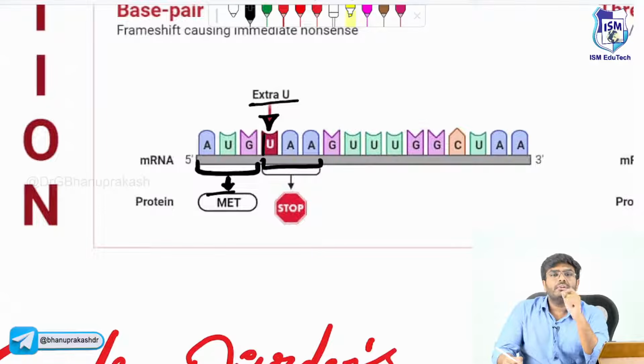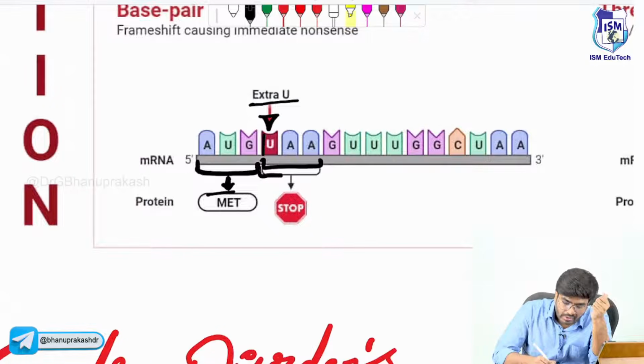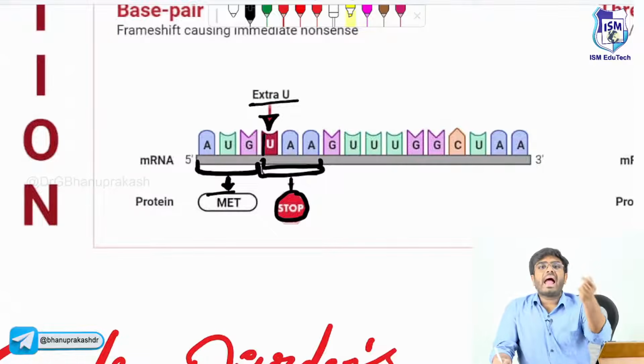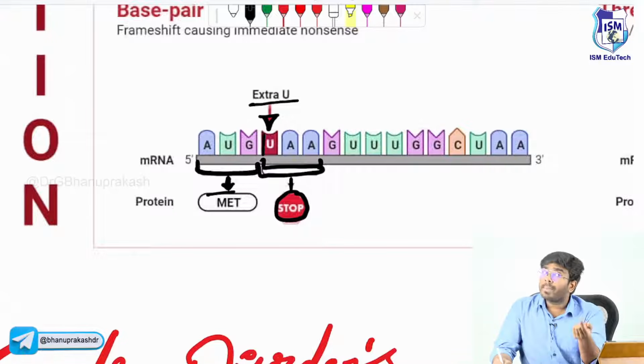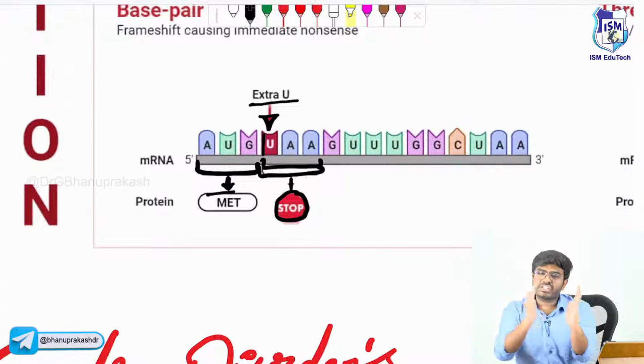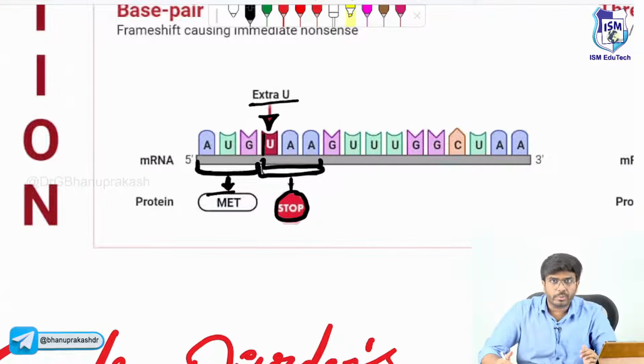Now, you know it. UAA is what? UAA is a stop codon. So, immediately what is going to happen? Translation is going to be stopped. Okay? Translation is going to be stopped, sir. Now, what I am trying to put into your mind is, if you add a base pair or if you delete a base pair, what might happen? The entire reading frame is going to shift. This is called a frame shift mutation.